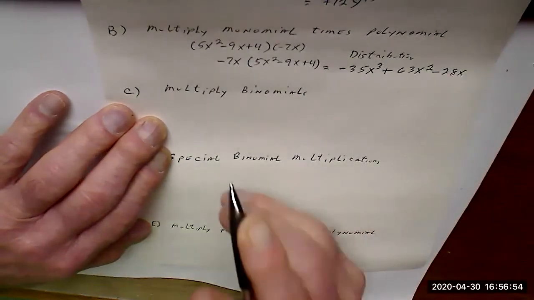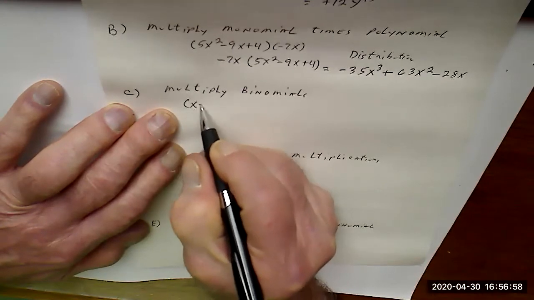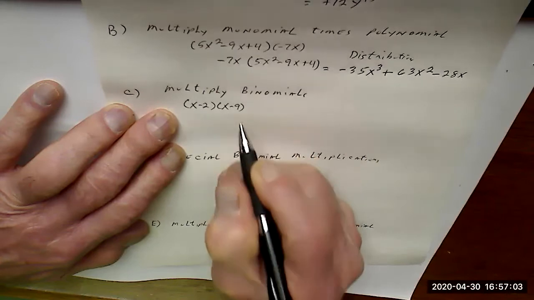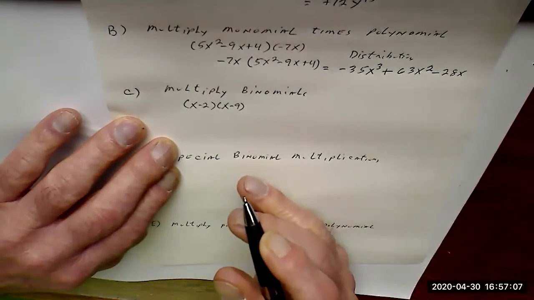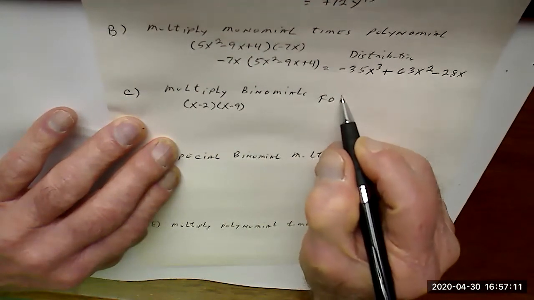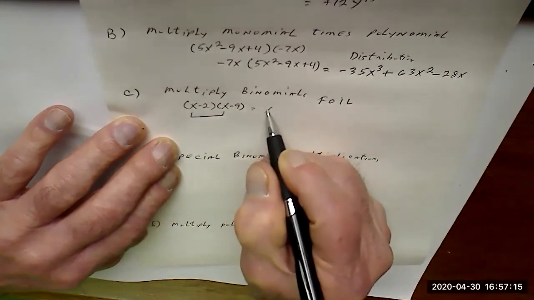Now we're going to multiply binomials. For instance, x minus 2 times x minus 9. This is basically the process of distribution or FOIL. So we're going to multiply the first terms together. That gives us x squared.